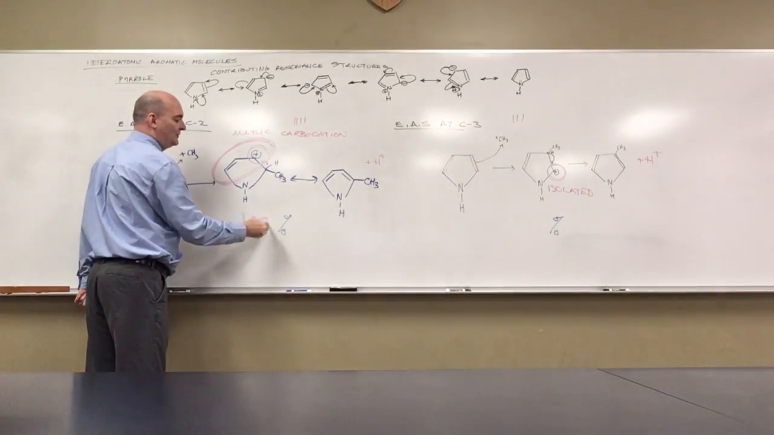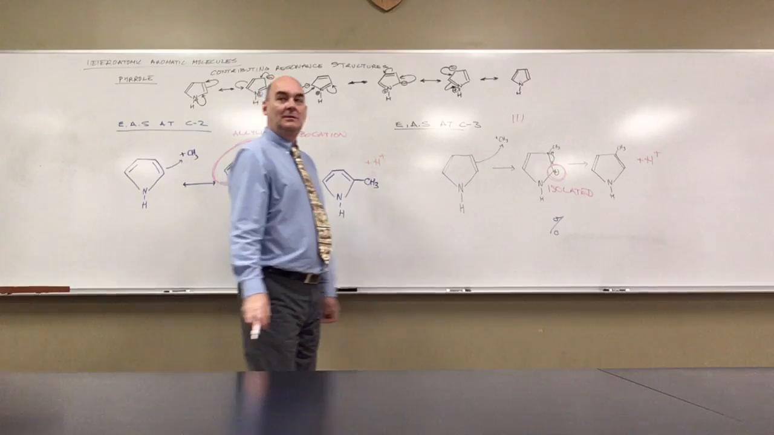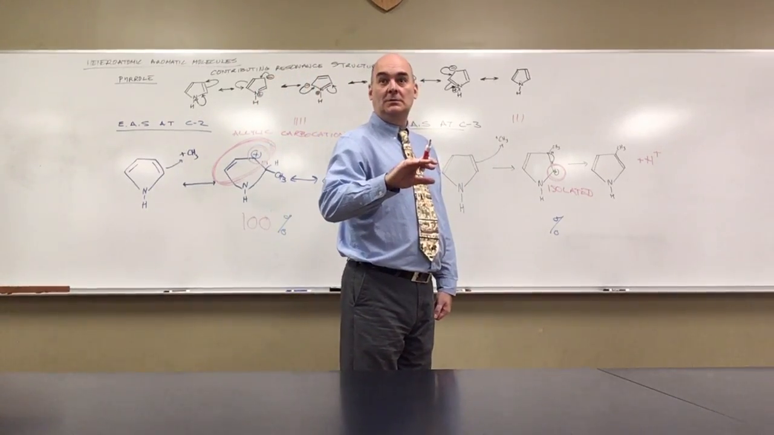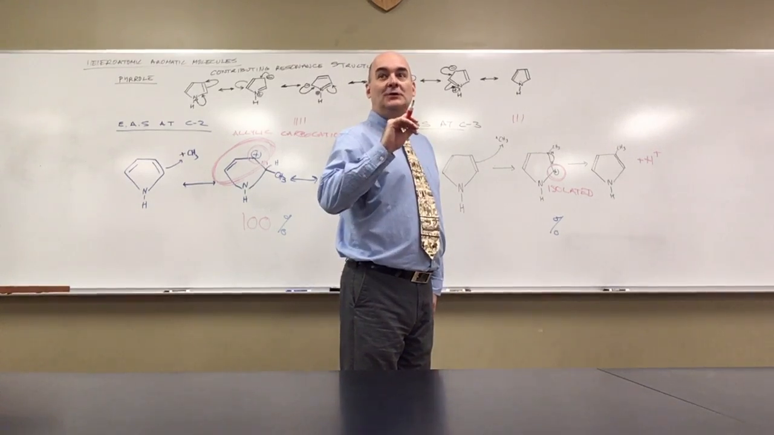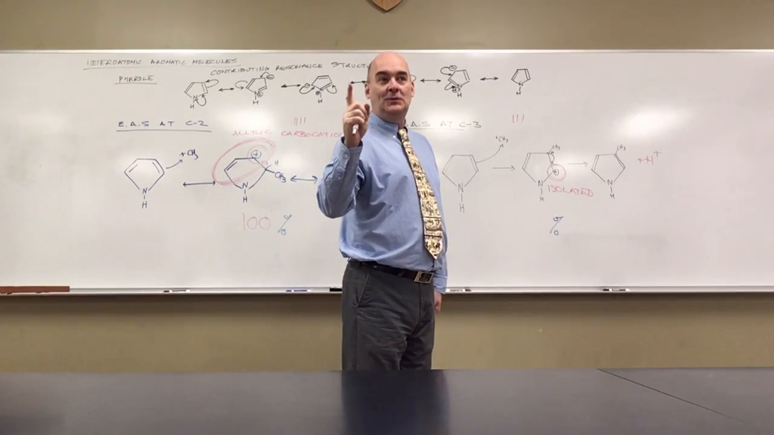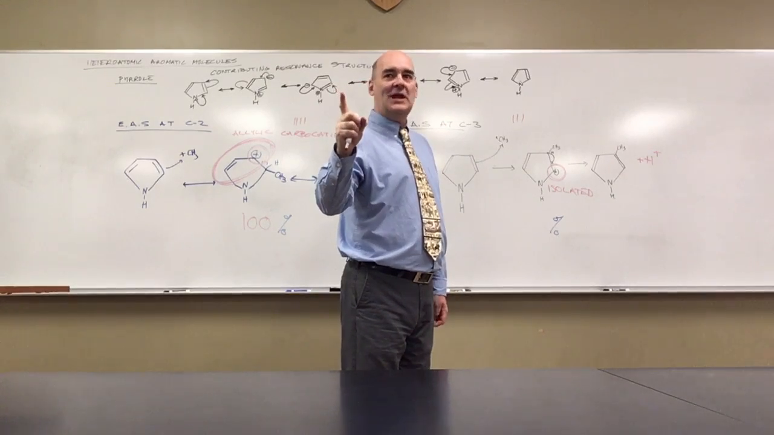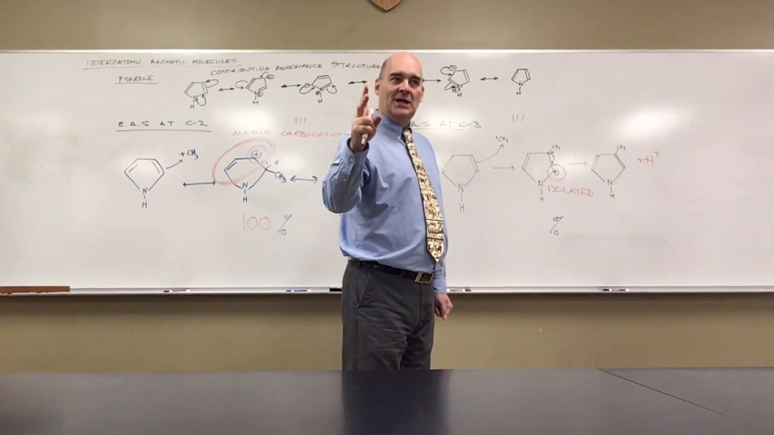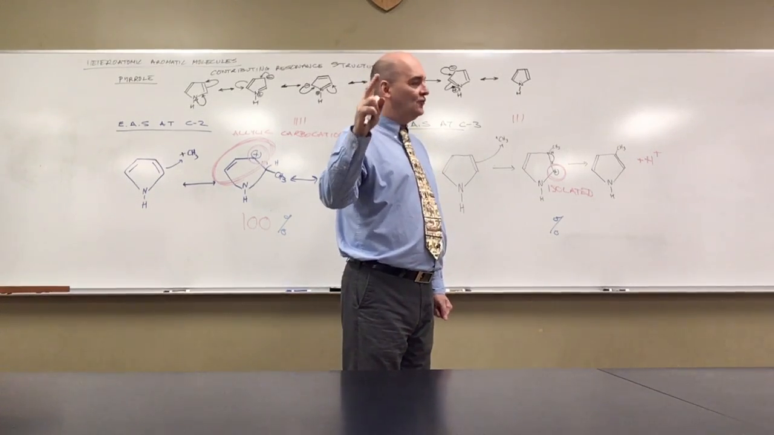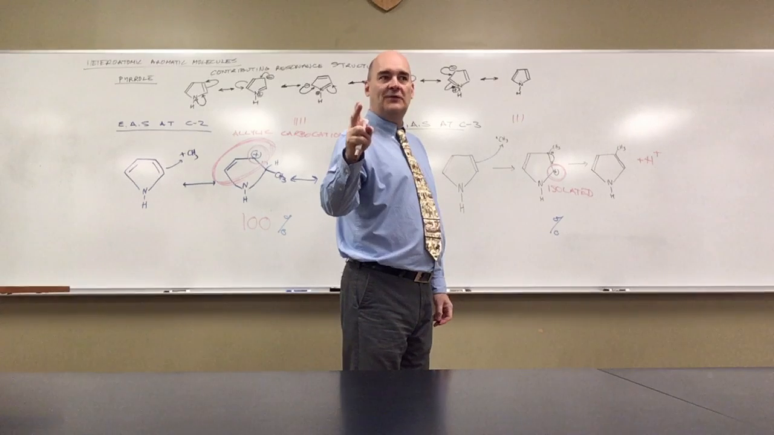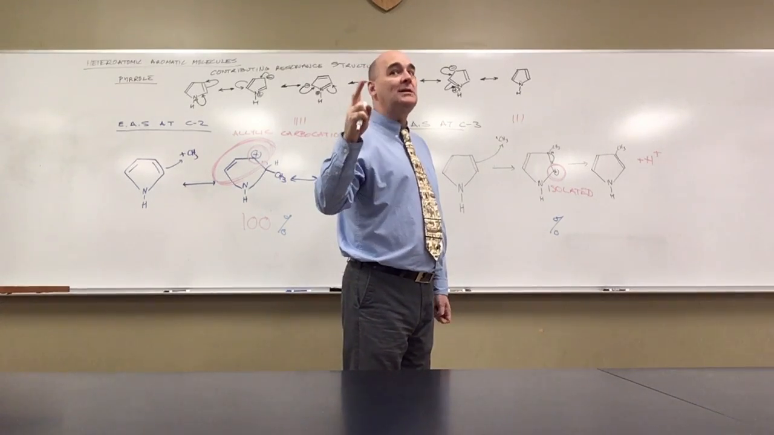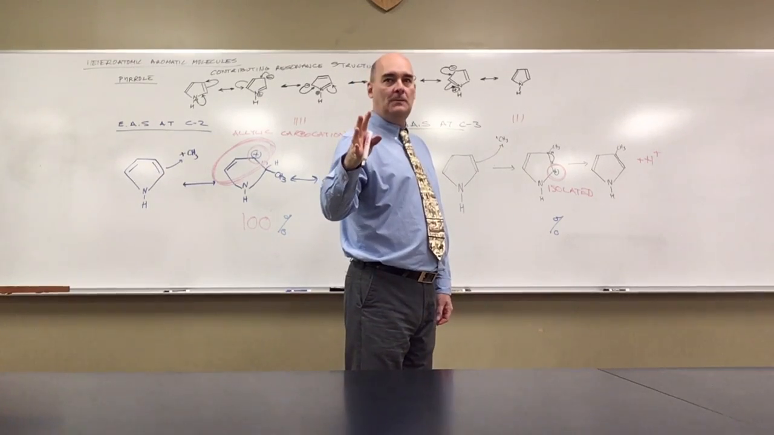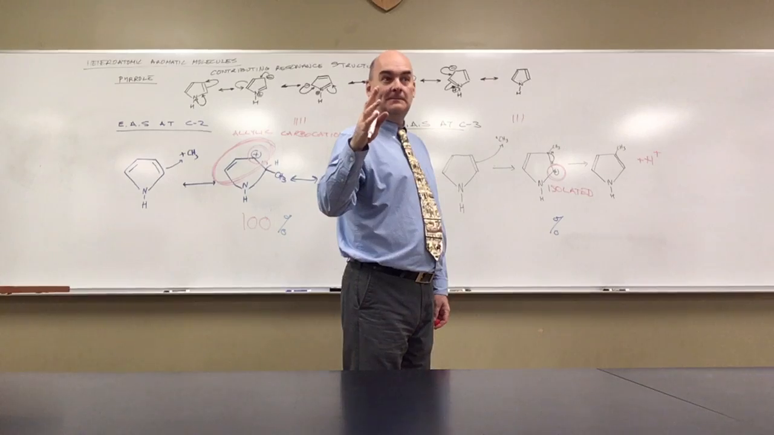E.A.S. occurs at carbon number 2 or 5 first. You will do reaction at carbon number 2, and I don't care whether it's an activator or a deactivator, and then you will do E.A.S. at carbon number 5, and I don't care whether it's an activator or a deactivator, and then, and only then, will you do E.A.S. at carbons 3 and 4. Okay?